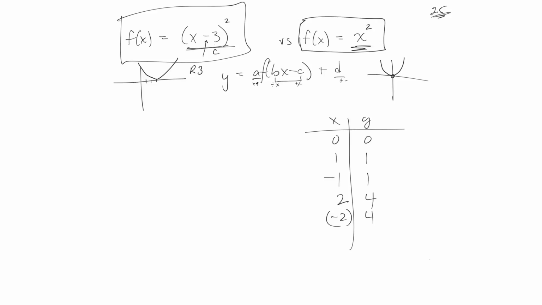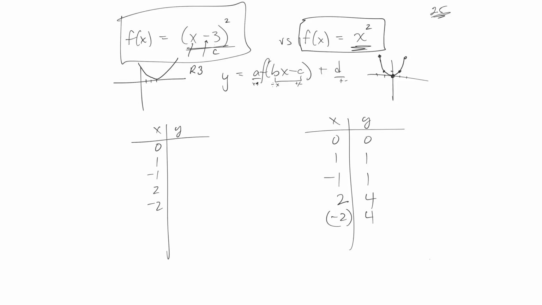So those points: 0, 0 would be there. 1 and 1 would be right there. Negative 1 and 1 would be right there. 2 and 4, negative 2 and positive 4. So there's sort of what the graph would look like. Similarly, we could do it with this one. Let's plug in the same numbers: 0, 1, negative 1, 2, and negative 2.